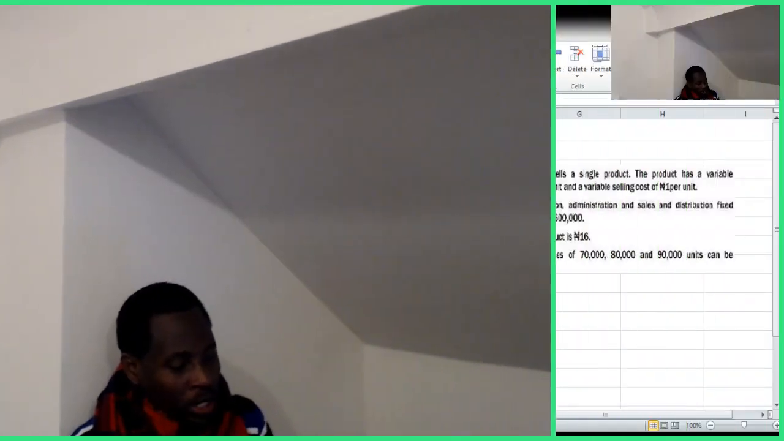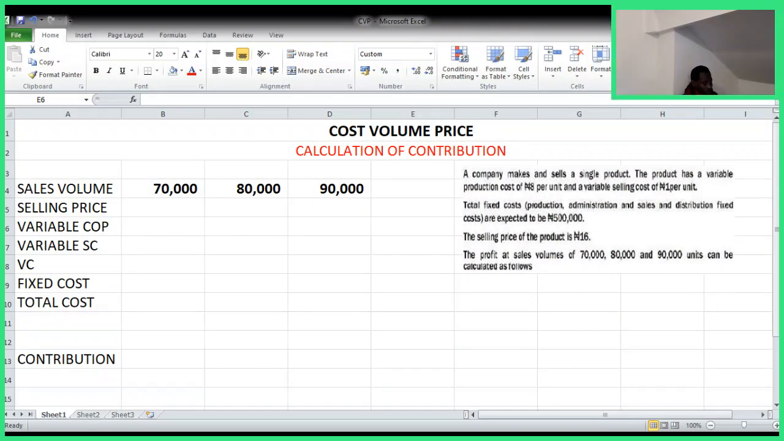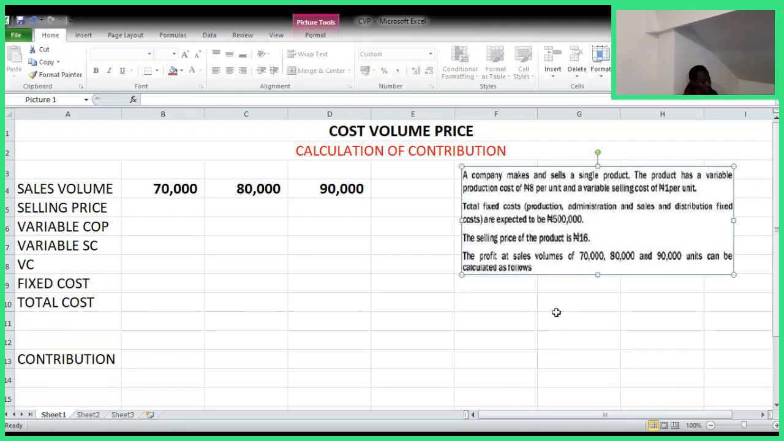So we move without wasting time into the business of the day, which is how to calculate our contribution both in volumes and per unit. So we have this question. I hope we can see it. I quickly run us through it.